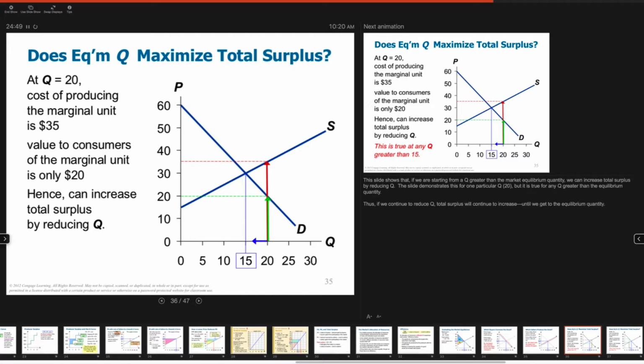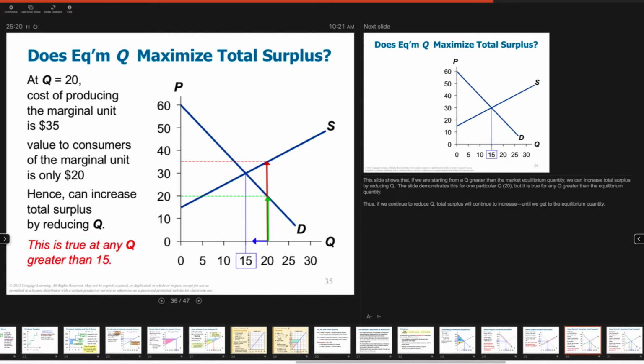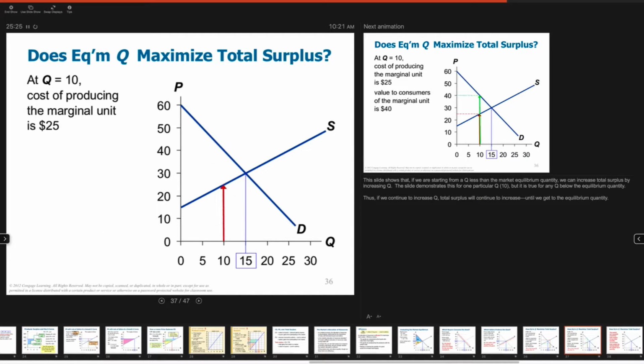So look, we can apparently increase our total surplus by reducing our quantity from 20 to 15. So does equilibrium quantity maximize total surplus? No, we changed the quantity to get away from equilibrium. I'm showing you that equilibrium maximizes surplus because at a quantity outside of the equilibrium, surplus is diminished. Well, you still have a surplus, but not as much.